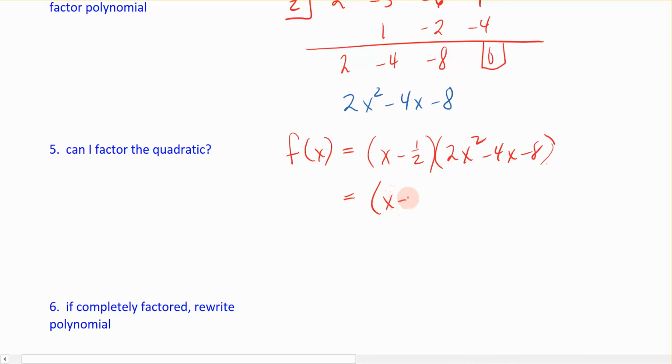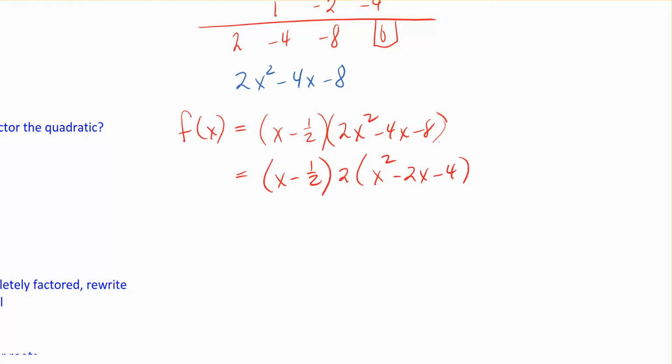So I have x minus 1/2 for the first factor. I'm going to take a 2 out of this, leaving me with x squared minus 2x minus 4. So when I attempt to do trial and error on this, that looks like (x minus)(x plus), right? Because that sign tells me I'm looking for opposite signs. So what are the factors of 4 that subtract to give me 2? There are no factors of 4 that subtract to give me 2.